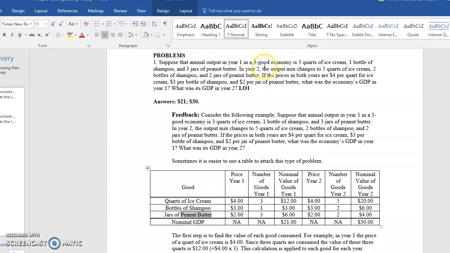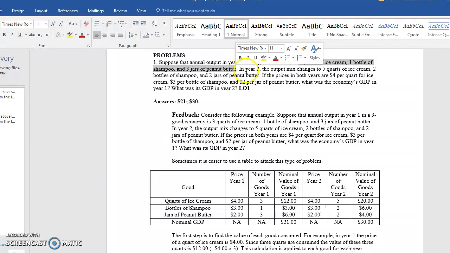So in this 3 good economy, in year 1, they produce 3 quarts of ice cream, 1 bottle of shampoo, and 3 jars of peanuts. And in year 2, the output is 5 quarts of ice cream, 2 bottles of shampoo, and 2 jars of peanut butter. So that is the output in year 1 and year 2.